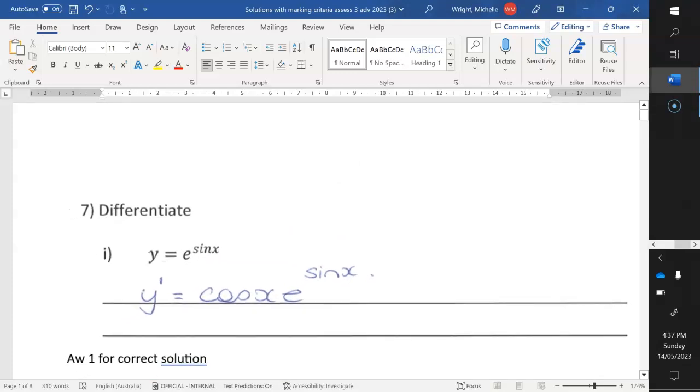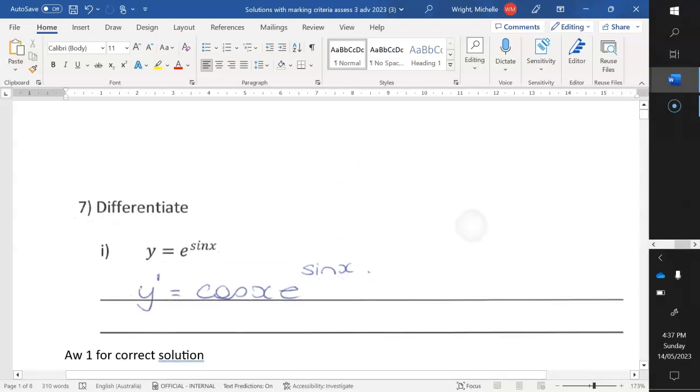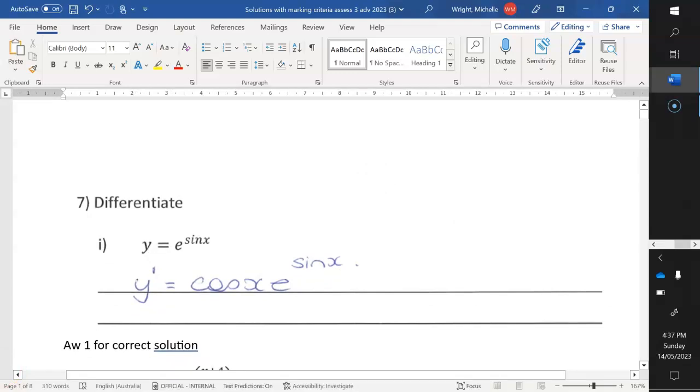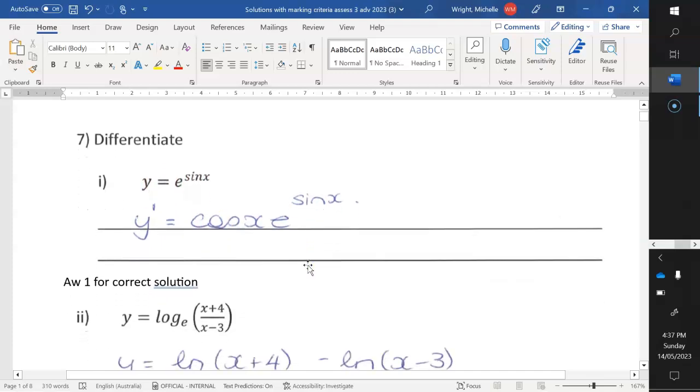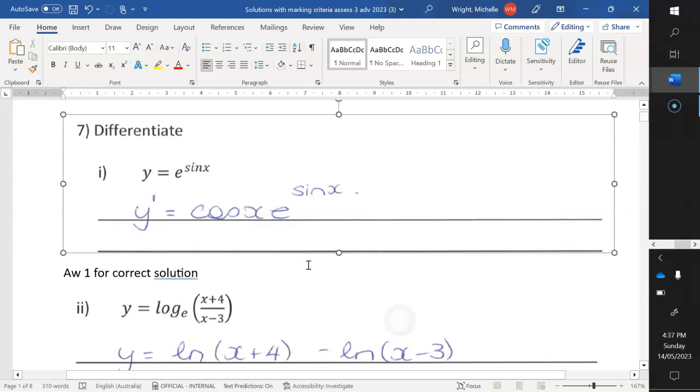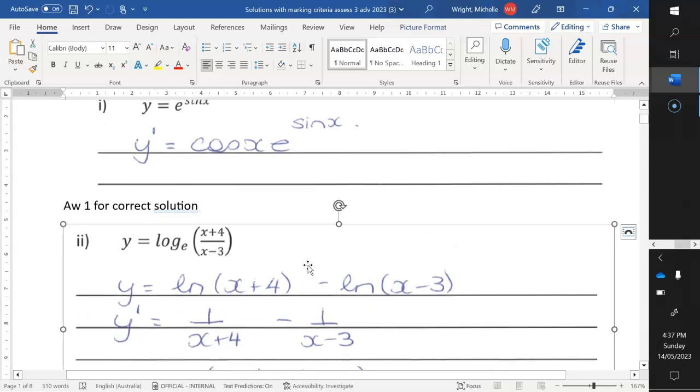This one's fairly straightforward. It was worth 1 mark. This was done fairly well. But I would have been looking at the formula sheet to figure out what I had to do when I differentiated an exponential, and that tells me that I need to differentiate the power, which is sine. When I differentiate sine, I get cos, and the e to the sine x goes back down. So that was worth 1 mark and was probably one of the best questions done on that first booklet after the multiple choice. This question, the next one, was done really poorly.